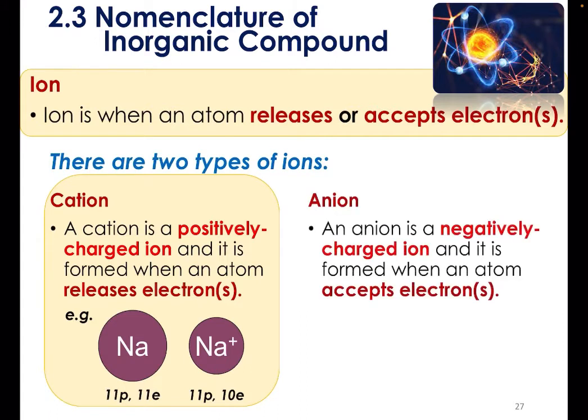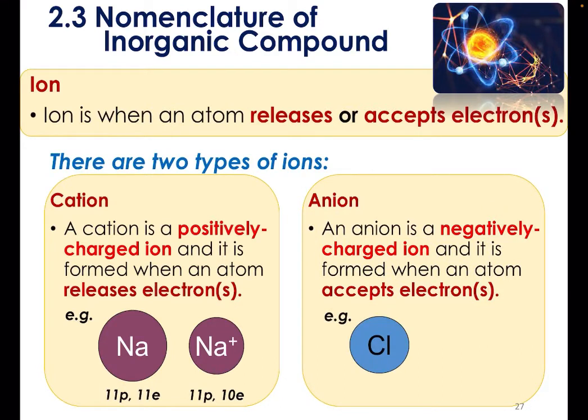How about anion? Anion is a negatively charged ion and it is formed when an atom accepts electrons. For example, I have chlorine, which is a non-metal. Chlorine has proton number 17, and due to its neutral properties, the electron number is also 17. But chlorine is a non-metal with a tendency to accept electrons. It will accept 1 electron to obtain noble gas configuration or to achieve stability. So the proton number stays the same, but the number of electrons changes to 18.